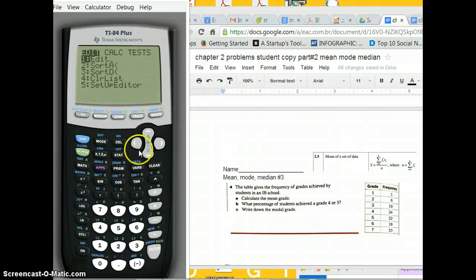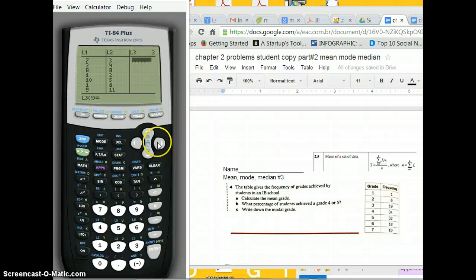So we'll go into Stat and Edit just like last time. Let's use new columns so that we don't have to erase our old data. So we'll use L3. In L3 I'm going to put in grades 1 through 7. So I'll put 1, and I'll put 2, and 3, 4, 5. They don't have to be in order like this, of course, but the grade needs to go with the frequency that it corresponds to. So in L4 I'm going to put the frequency numbers.